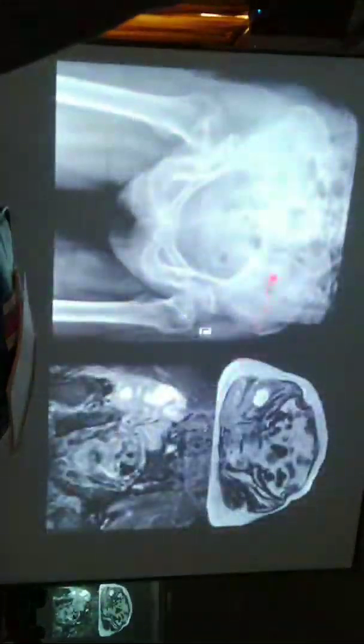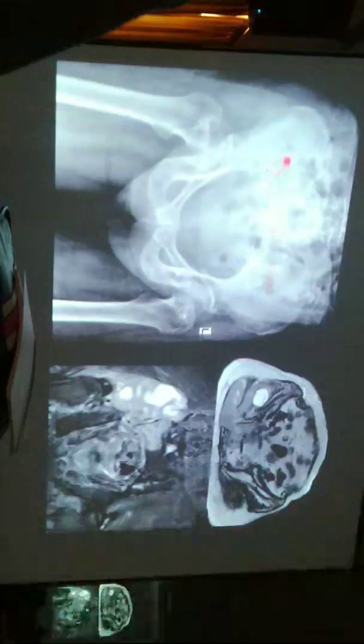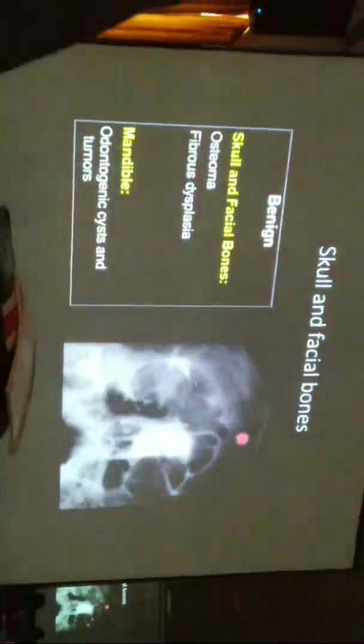This is again another case on X-ray. It's very difficult to appreciate. There are probably a few lucent areas there, but on MRI, obviously there is a large soft tissue, aggressive lesion. This is metastasis. So whenever you have a doubt, go for cross-sectional methods.